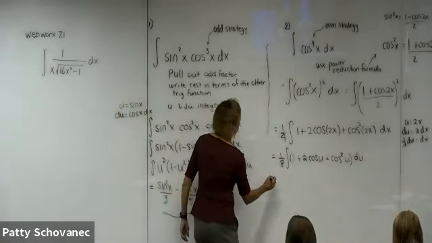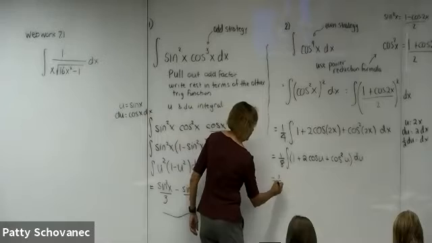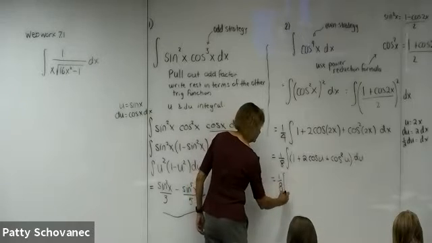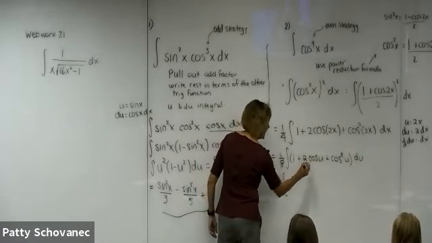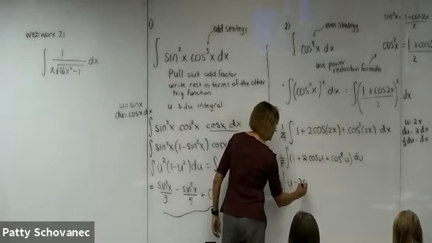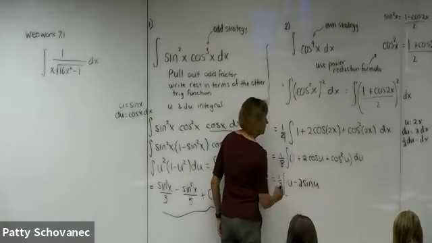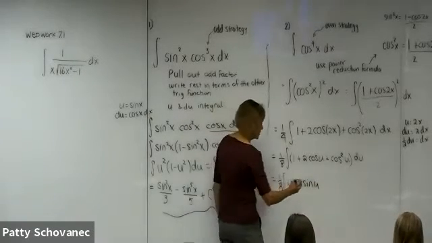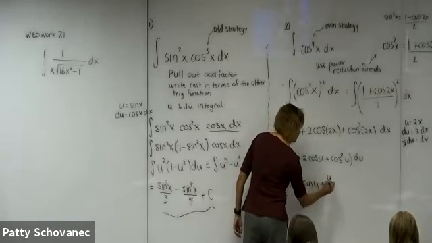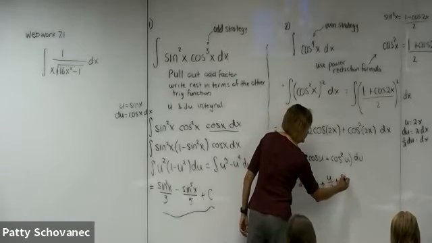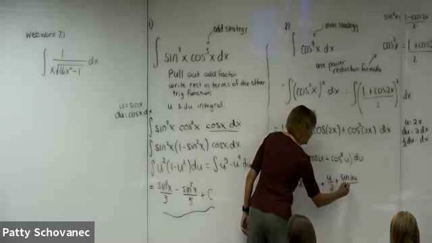So down here at the bottom of the board, I've got 1/8. I'm integrating in terms of u, so this becomes u. The integral of cosine is sine, so I get plus 2 sine of u. And then remember the integral of cosine squared was u divided by 2 plus the sine of 2u divided by 4.